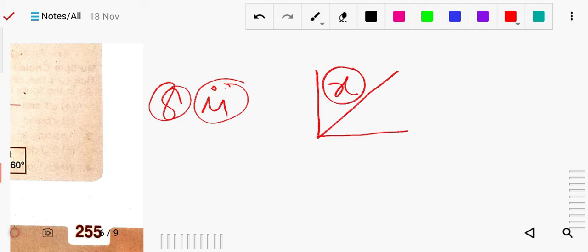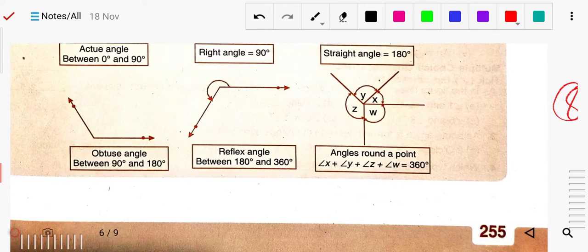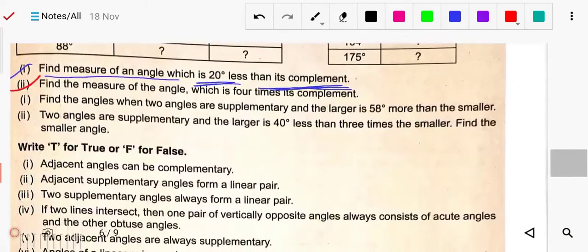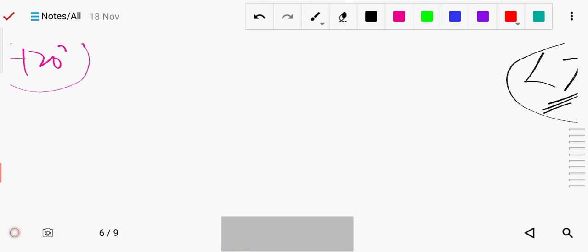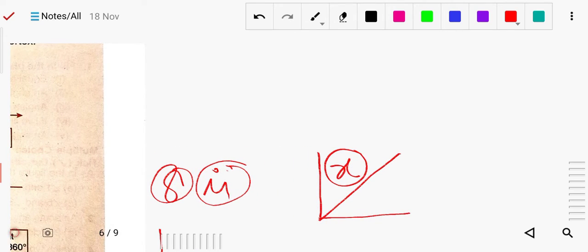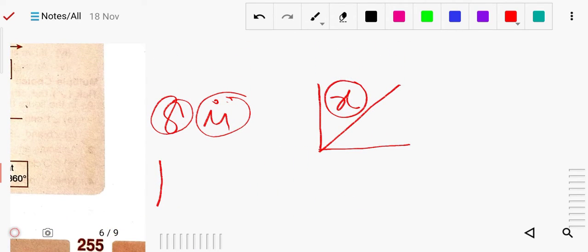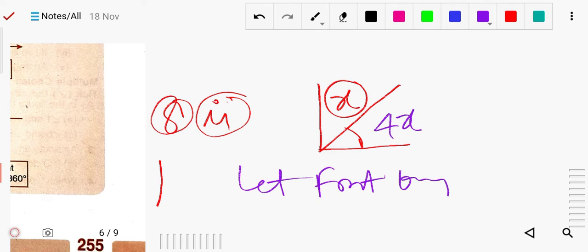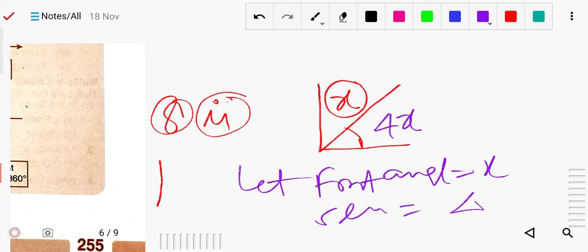And it is saying that the second angle is 4 times its complementary, meaning it is 4 times the other angle. If the first angle is x, then the second angle will be 4x. Simply this angle will be 4 times that. So you can assume, let the first angle be x, and the second angle be 4x.